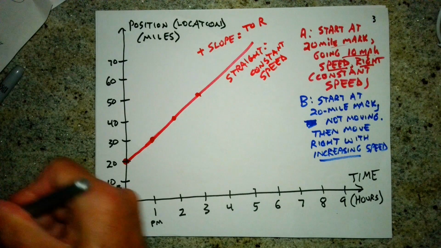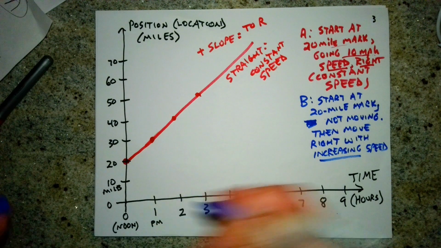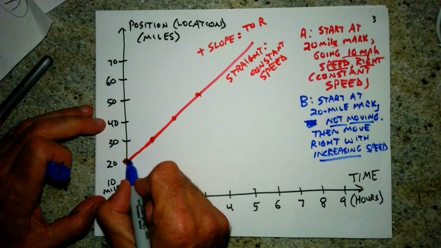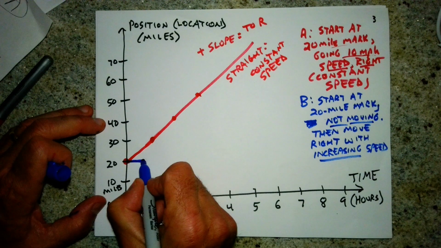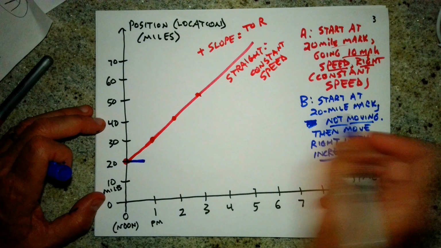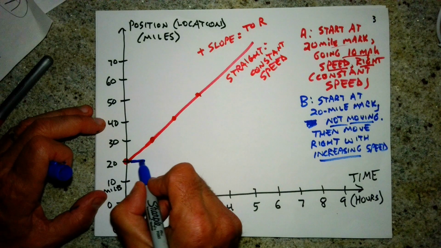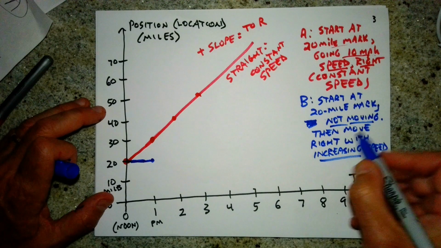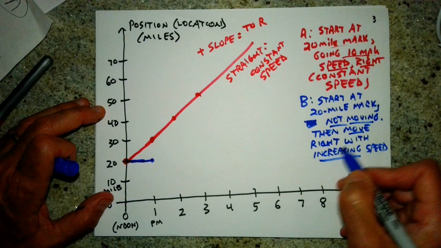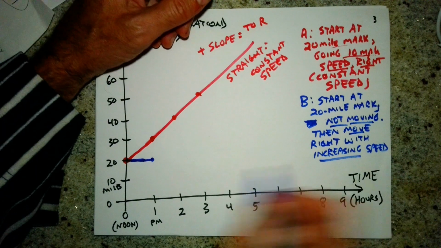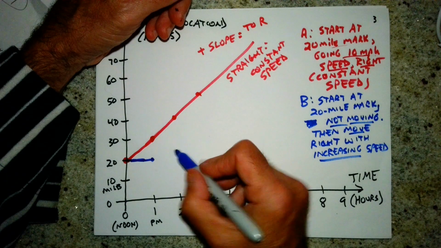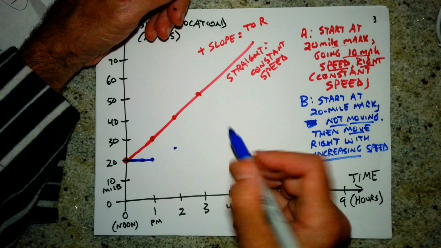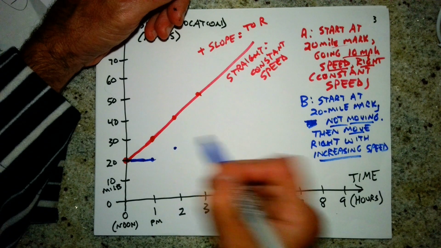Okay, now let's look at car B in blue. Also starts at the 20-mile mark. It says it's not moving. So you get this, not moving as we've seen before. It doesn't say how long it's not moving, so that means you get to decide. I'll make it stand still, not moving for 1 hour. Okay? Then it starts to move right, but with increasing speed. So let's say in the first hour, it only goes 10 miles. I'm sorry, 5 miles. In the first hour, maybe it only goes 5 miles to the right.